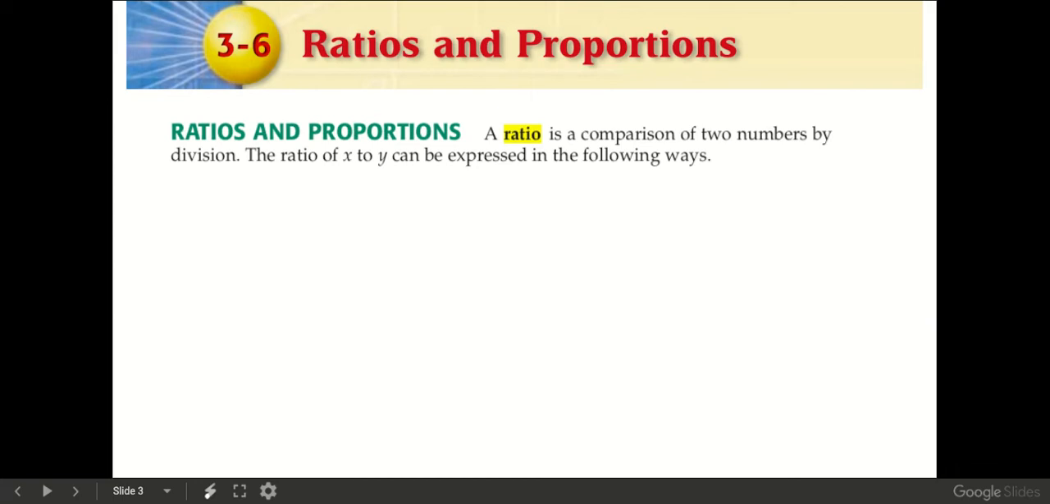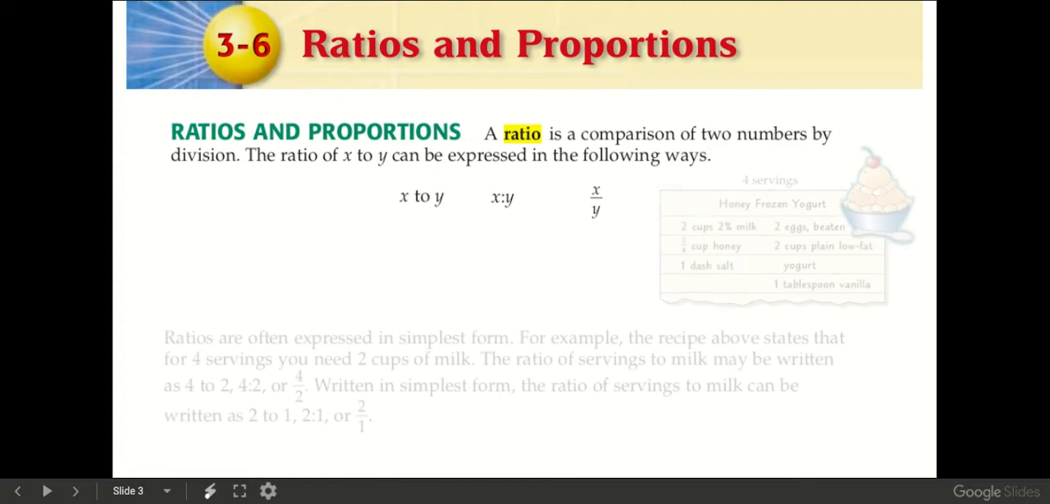So, ratios and proportions. A ratio is a comparison of two numbers by division. The ratio of x to y can be expressed in the following ways. One way is just using the word "to" in between: x to y. Sometimes you can use a colon, x:y, which would also represent a ratio of x to y. You could also use a fraction, or division: x over y. That would also be a ratio.